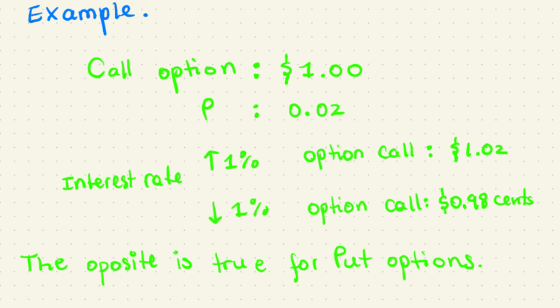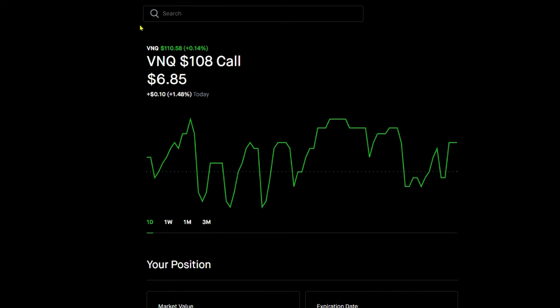cents, leading to 0.98 or 98 cents. And the opposite is also true for put options. So every time interest rates go down, put options go up, and every time interest rates go up, put options go down. So here we go, guys, for a real example of one option that I bought a while ago for VNQ, which is an ETF.